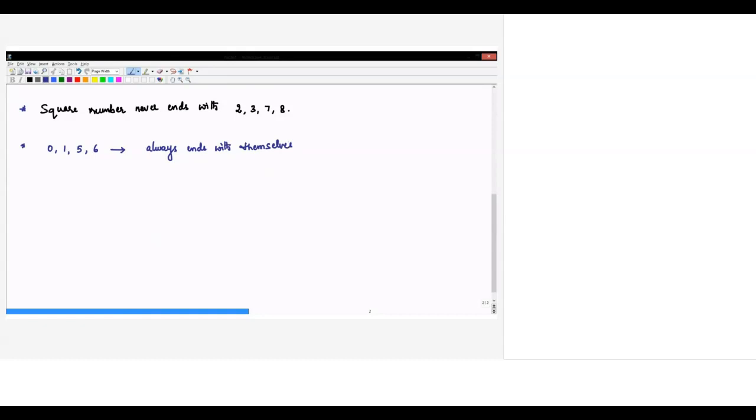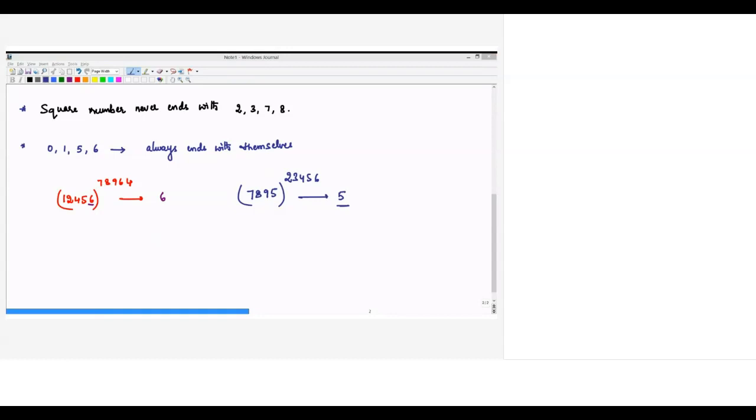The meaning is, when you have a number ending in 1, 2, 4, 5, 6 to the power of 7, 8, 9, 6, 4, the power may be anything. If the unit digit is 6, then we say it always ends with 6. I'm talking about only the unit digit. We don't care what the power is. If the unit digit is 6, it always ends with 6. If the unit digit is 5, it ends with 5.